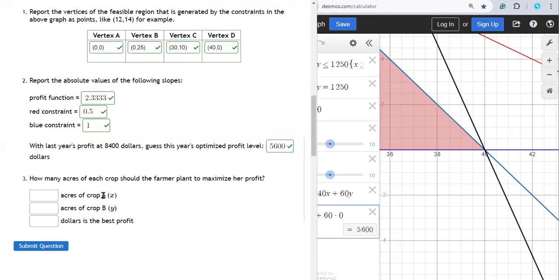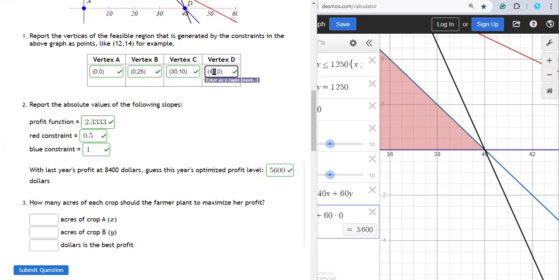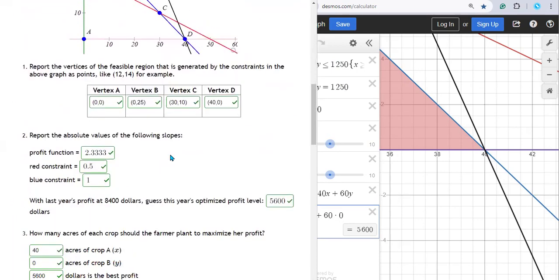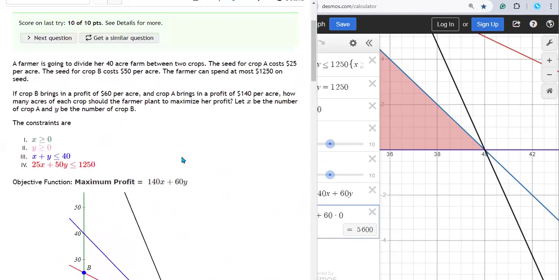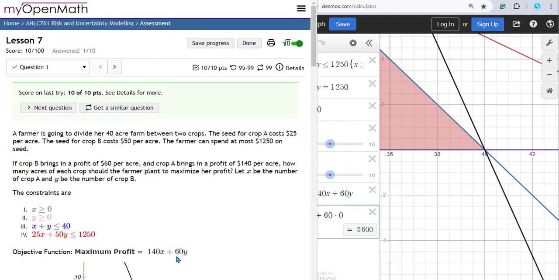So how many acres of each crop should the farmer plant to minimize her profit? Well, at point D, she's going to plant 40 acres of crop A, and she's going to plant 0 acres of crop B, and then our profit is going to be 5,600. Now, I'll redo this problem with a different profit function.